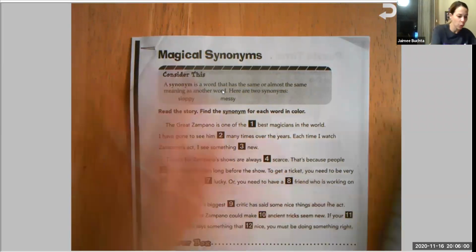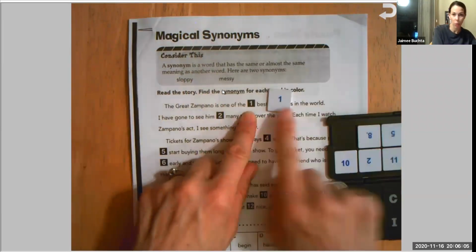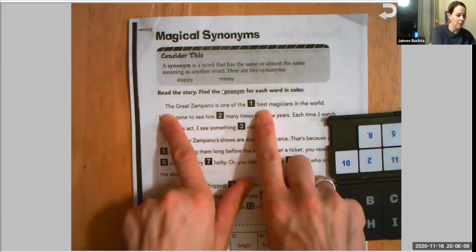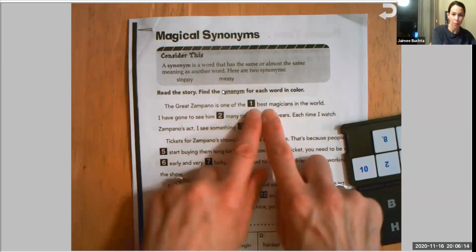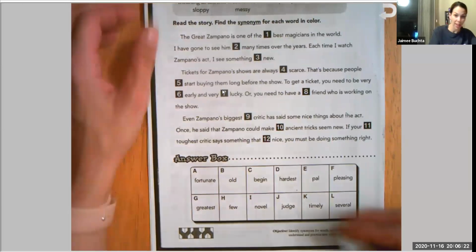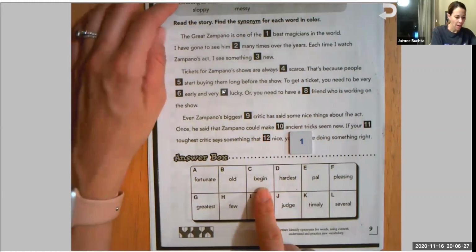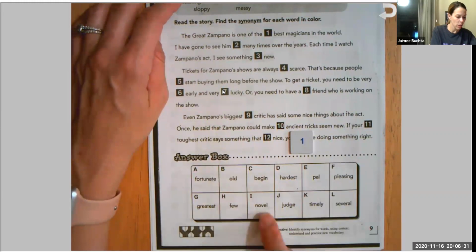So how this works is when you're on number one, you're going to grab that number tile. So I'm working with number one tile. When I move to two, I'll grab two. Okay, so it says the great Zampano is one of the best magicians in the world. I'm going to work with the word best, and I'm going to come down here with my number one tile, and I'm going to read all of the possible answers in my answer box for best. Fortunate, old, begin. Hardest, pal, pleasing. Greatest, few, novel, judge, timely, several.